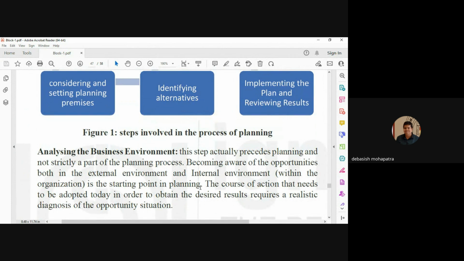First is analyzing the business environment. Obviously, when you are starting any business, first you have to analyze the environment. If this business suits this environment, then only you will start. Otherwise, you will not start. Analyze the opportunities in the external environment and internal environment.